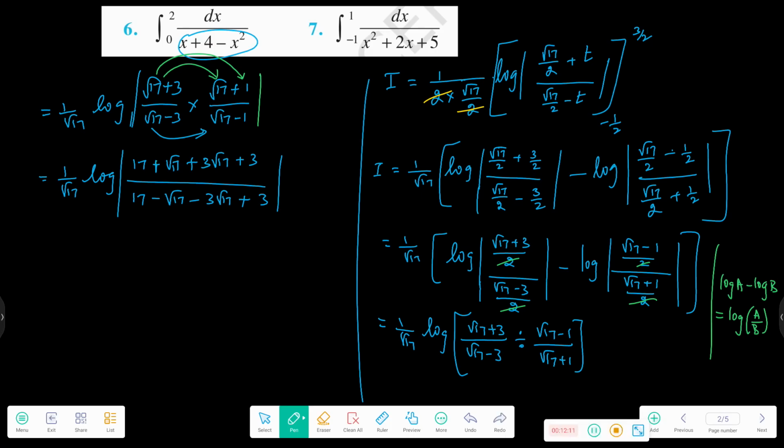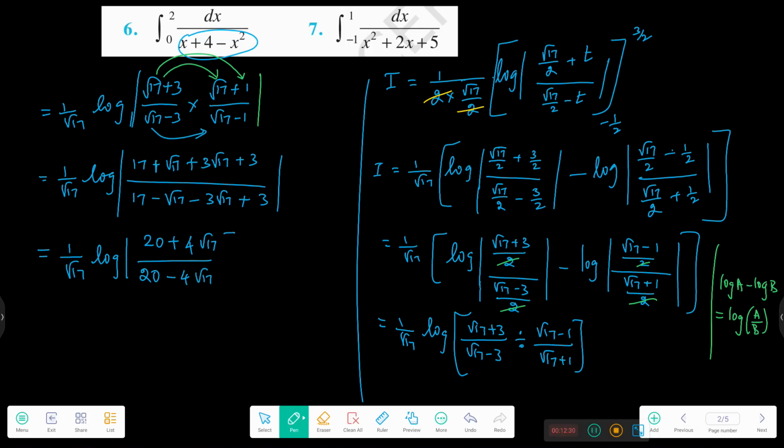Next, Raja. Whatever is possible to add, you add. In the numerator, 17 plus 3 is 20, and root 17 plus 3 root 17 is 4 root 17. The whole is divided by the denominator, 17 plus 3, also 20, and this also has minus 4 root 17. Now what is common? Take it from both numerator and denominator. When you take 4 outside, you get 5 plus root 17, and here also, taking 4 outside, 5 minus root 17.